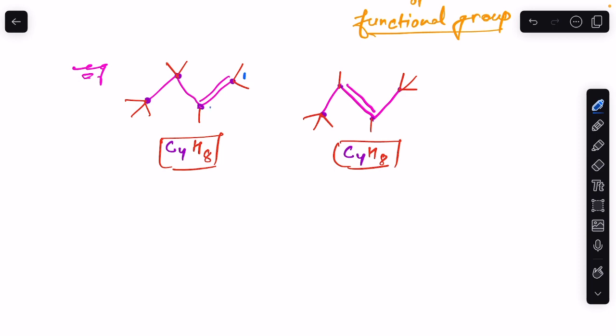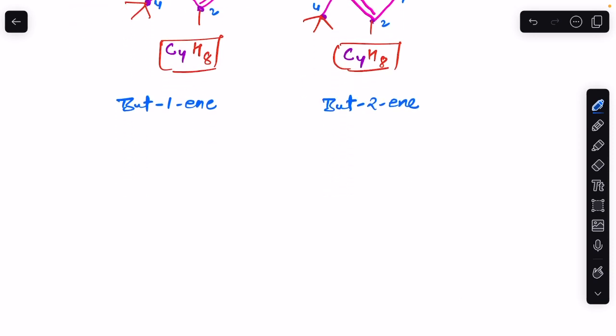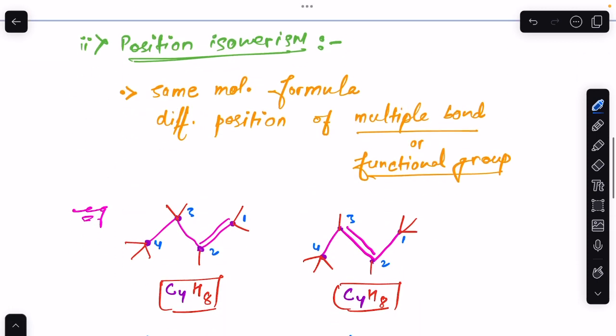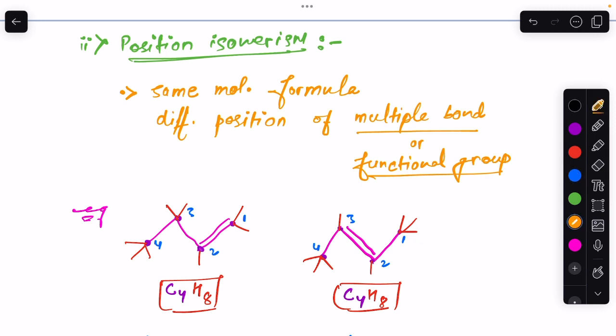This is but-1-ene, where the position of the double bond is first, whereas in the second example, the position of the double bond is 2, but-2-ene. So these two are position isomers of each other, as the position of the double bond, that is the multiple bond, is different. However, the molecular formula for both compounds is the same.